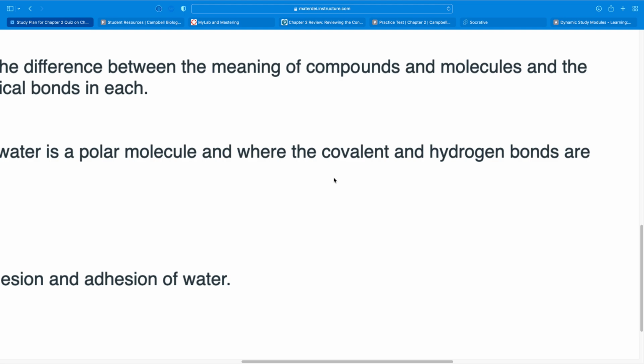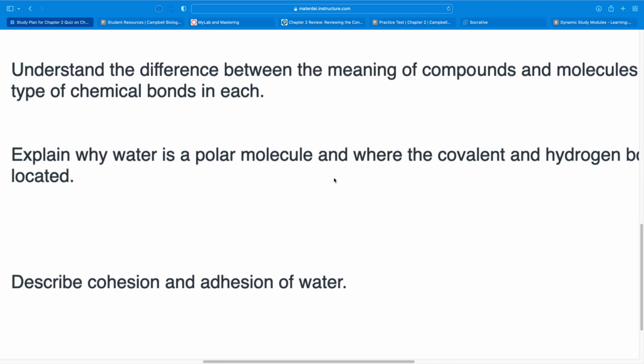Salt is not a molecule because it's ionically bonded. Water is a molecule because it's covalently bonded. So everything that is 2 or more atoms is always called a compound, but we have a special name for covalently bonded atoms, and that's a molecule.